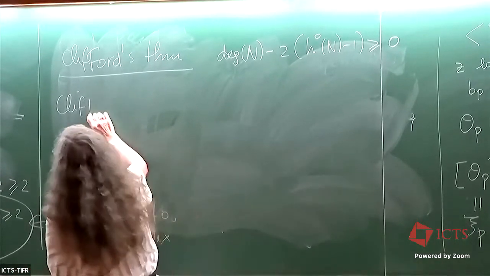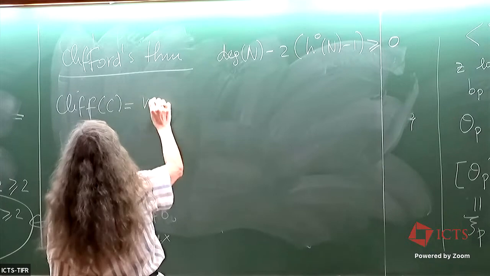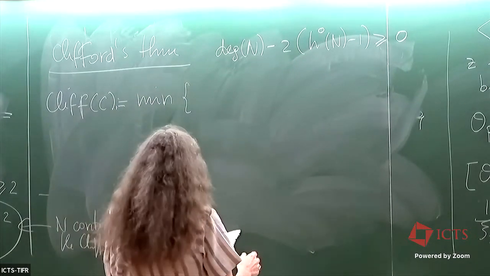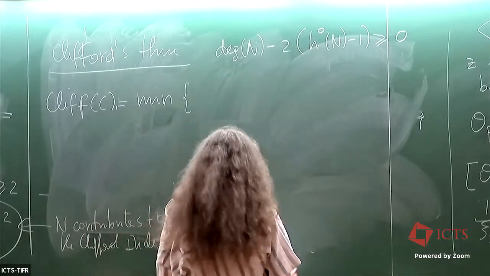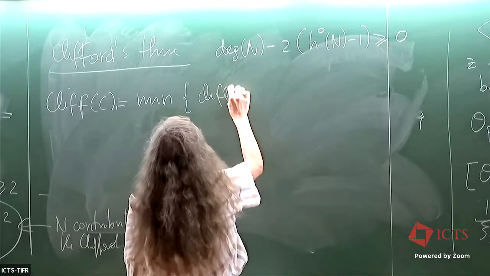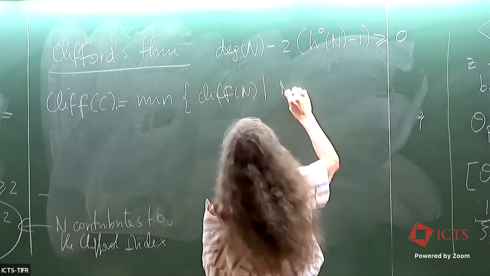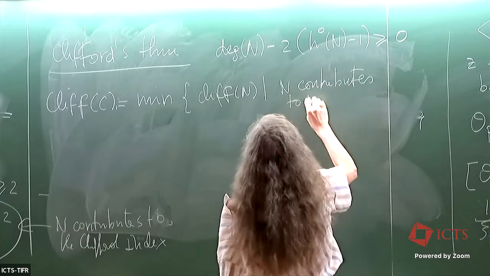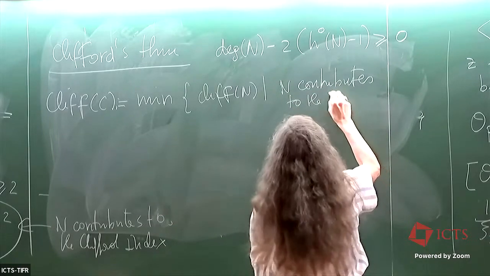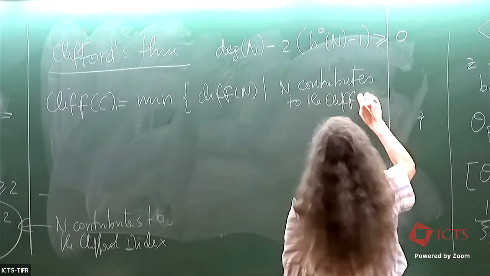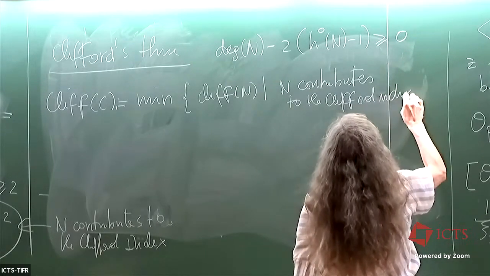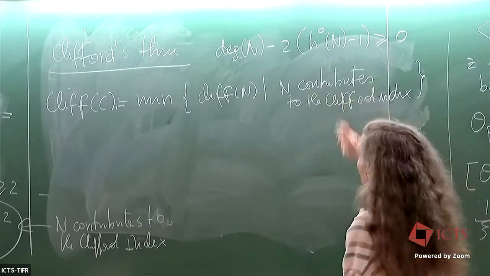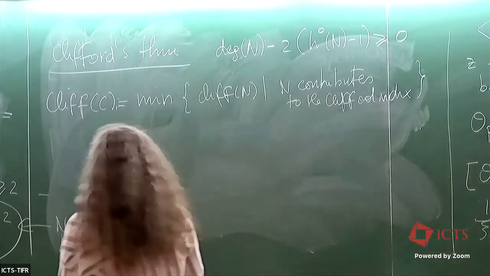So the Clifford index of a curve is by definition the minimum of the set of Cliff(N) such that N contributes to the Clifford index, so such that H^0(N) and H^1(N) are at least two. Okay, so by Clifford's theorem, it is greater or equal than zero.